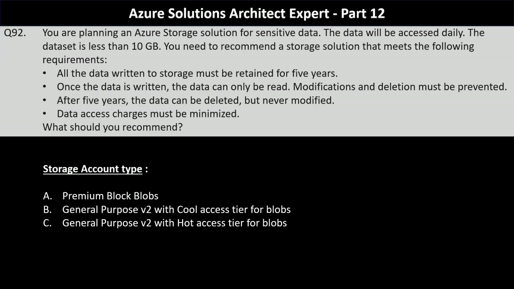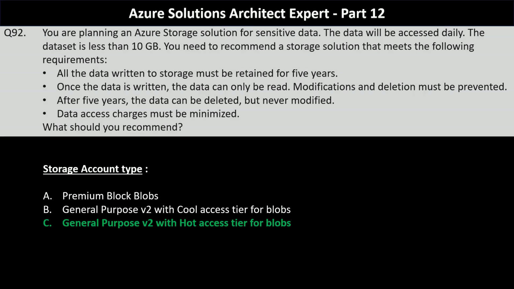What should you recommend? The first part of the question is talking about storage account type. And your options are premium block blobs, general purpose V2 with cool access tier for blobs, general purpose V2 with hot access tier for blobs. Folks, the correct answer here is option C. The hot access tier of a general purpose V2 storage account provides lower data access costs compared to the cool access tier, making it more suitable for minimizing charges. Though the cool access tier has lower storage costs, the data access charges are higher, making it an incorrect choice.